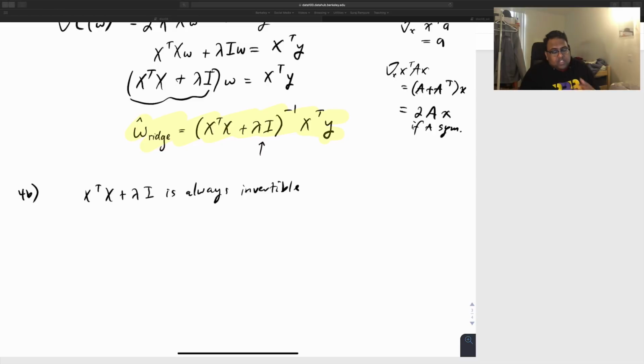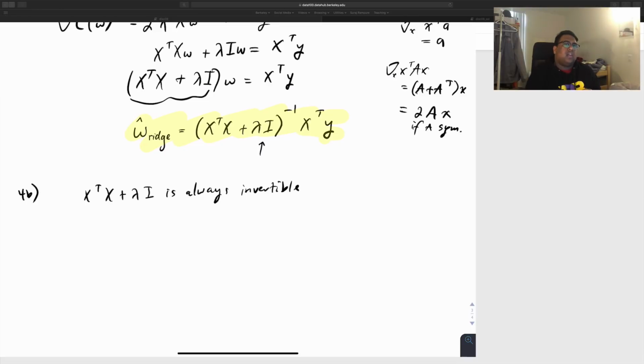Okay, and what's the reason for that? Well, we won't go over the proof right now, but really what you can do is prove that X transpose X plus lambda I is what is known as positive definite, which is a property of matrices, and all matrices that are positive definite are invertible, whereas X transpose X on its own is not necessarily invertible.